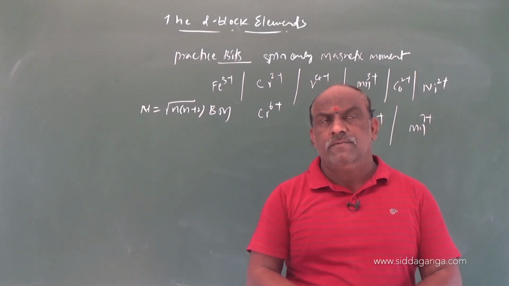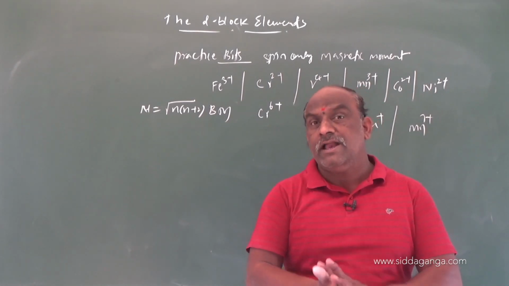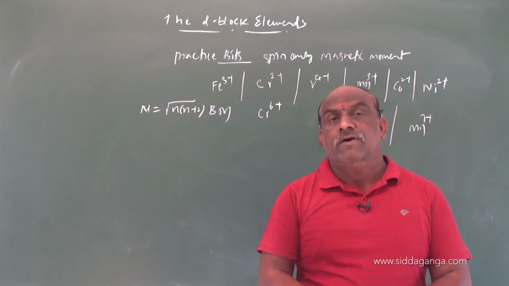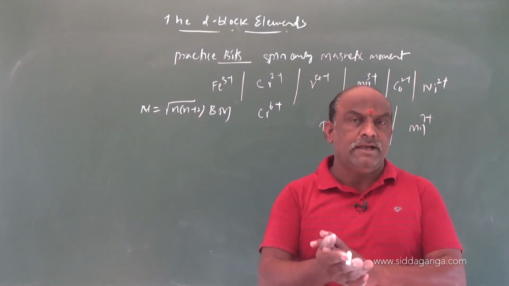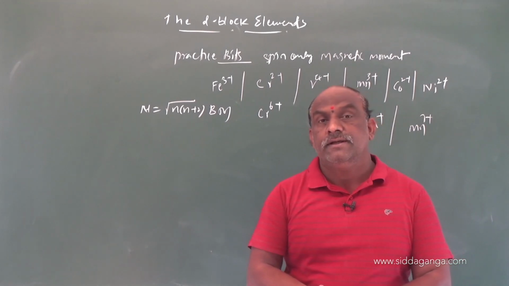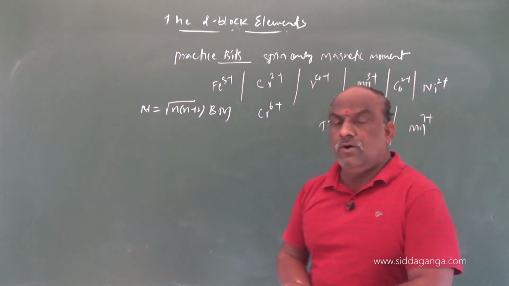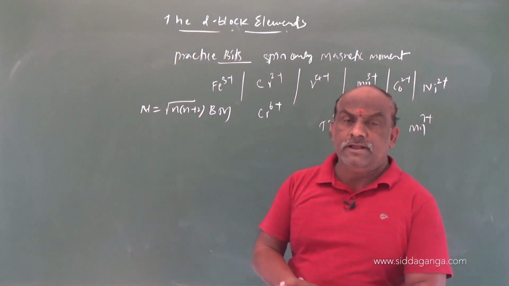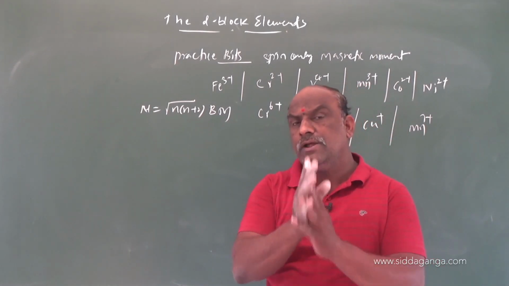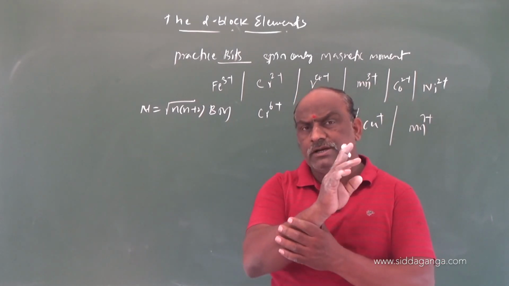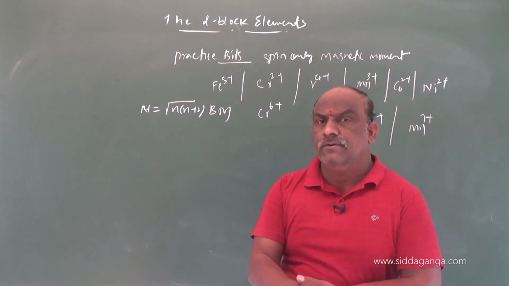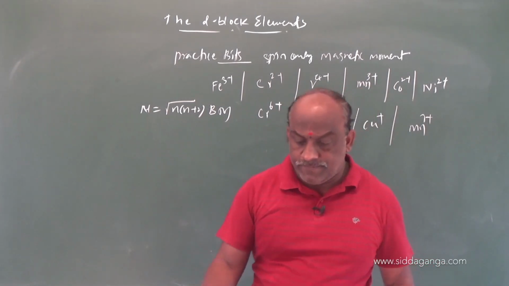Before using the formula, first you have to calculate the n value. The n value is very important. You should calculate the number of unpaired d electrons. To calculate this, first removal takes place from the s orbital only. First you should remove electrons from the s orbital, next you should go to the d orbital. So I hope you understood.